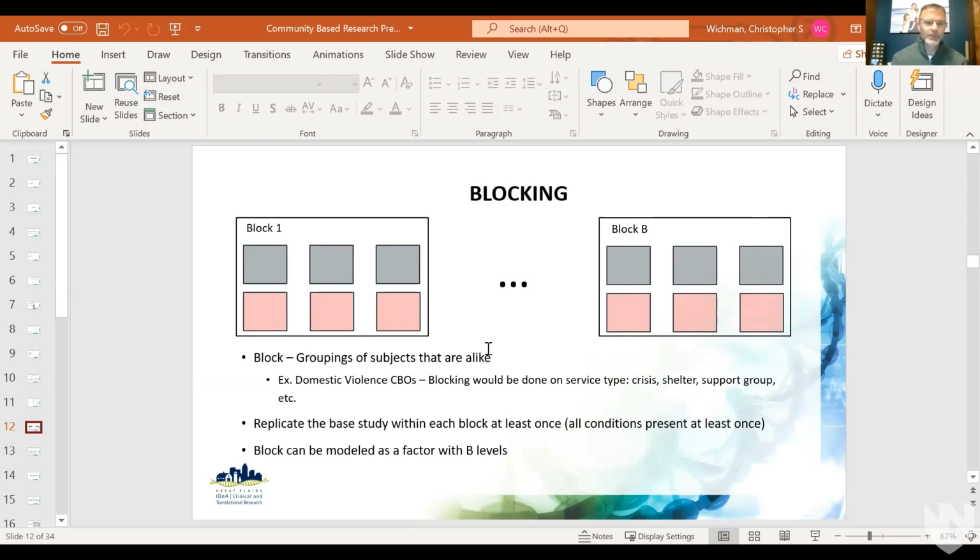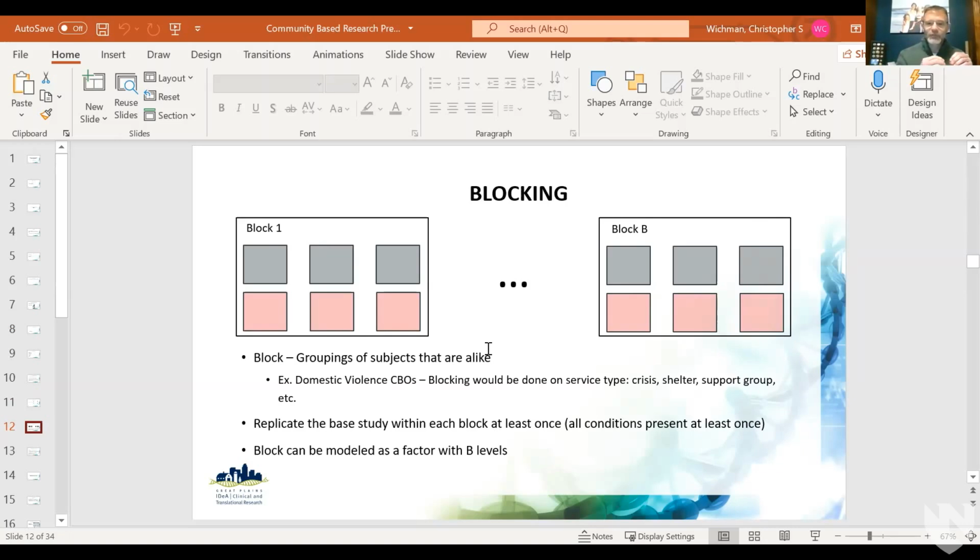An example is a group I've been speaking with over the last couple of weeks. They're looking at community-based organizations that provide support to domestic violence victims. One of the things we could do with their study is look at the type of service each of these CBOs provides. So a crisis shelter versus a crisis hotline versus a support group versus just a shelter for people that need a long-term place to stay, those would all be concepts of a block.